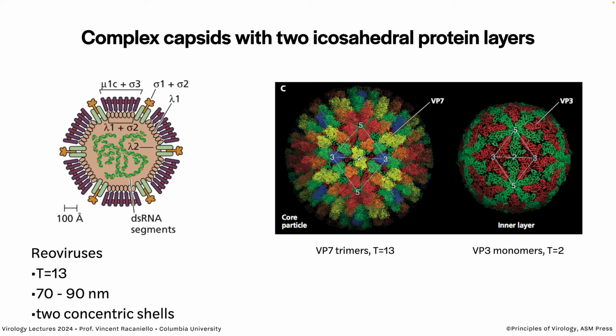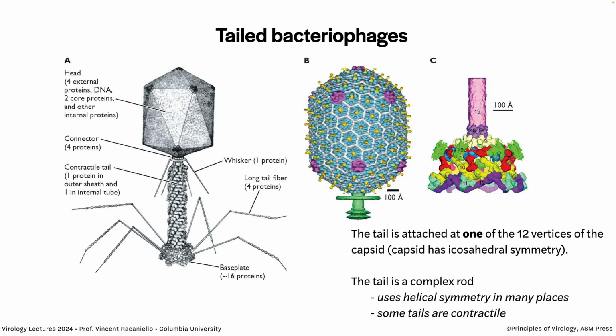This has a very specific function in the reproduction cycle, as you'll see later, because the outer shell comes off when the virus infects the cell, but the inner shell stays on. And why that happens, we will talk about.